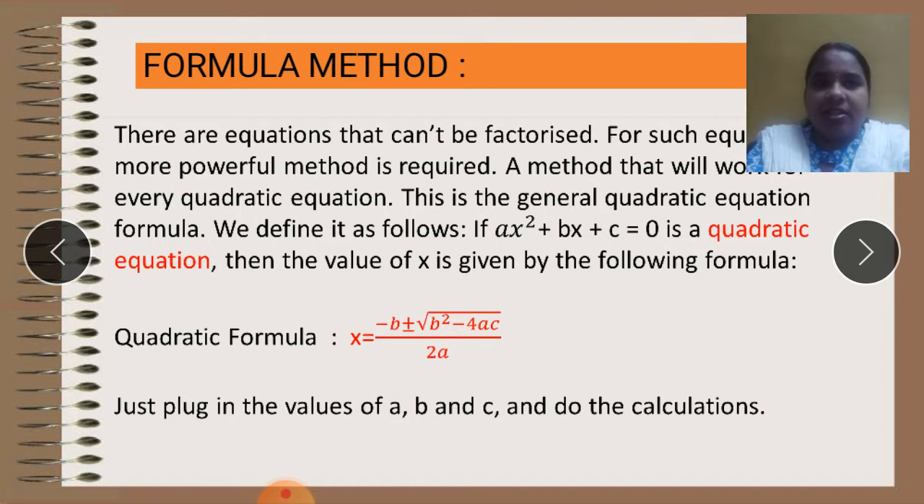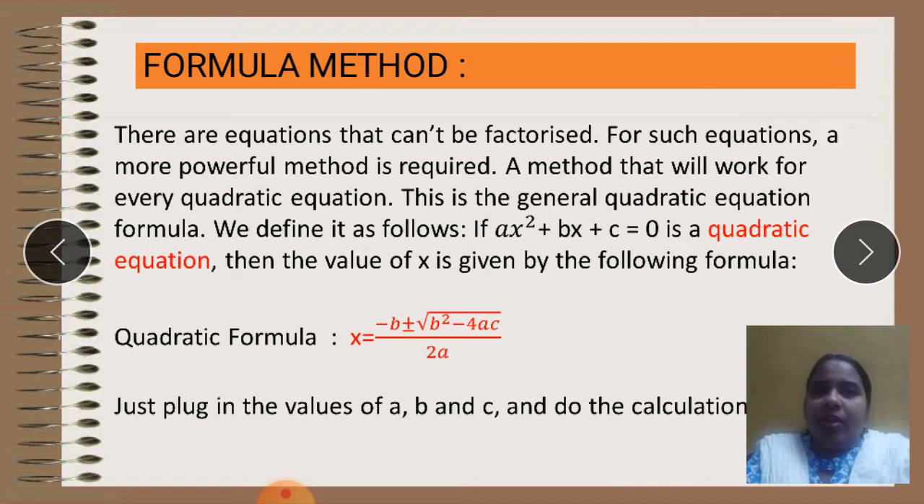The reason is, see here, there are equations that cannot be factorized. For such equations, a more powerful method is required. A method that will work for every quadratic equation. Yes, see, there were a few sums which we did today where we are using the identity formula. Somewhere we are taking square root of 11 the whole square and all.